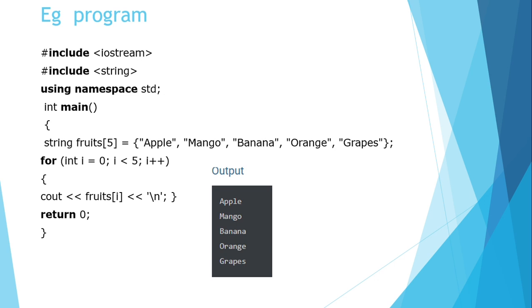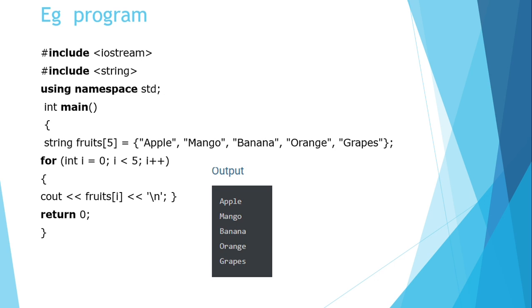Data type string, fruit, subscript 5. String is a data type, fruit is the array name, and 5 is the length of the array. So we are going to have 5 elements here. For this, the index in the memory space will be 0, 1, 2, 3, 4. The index will be calculated here.